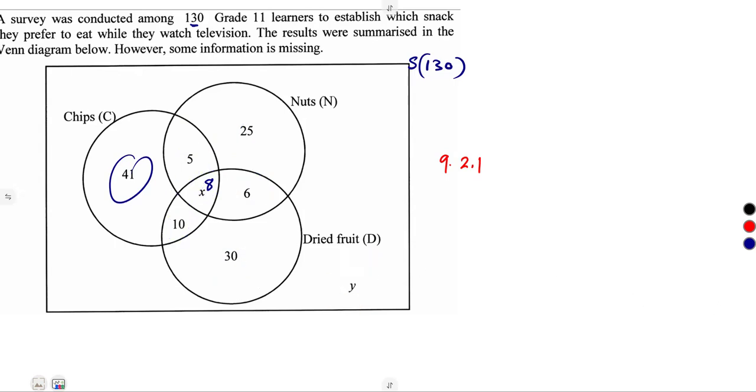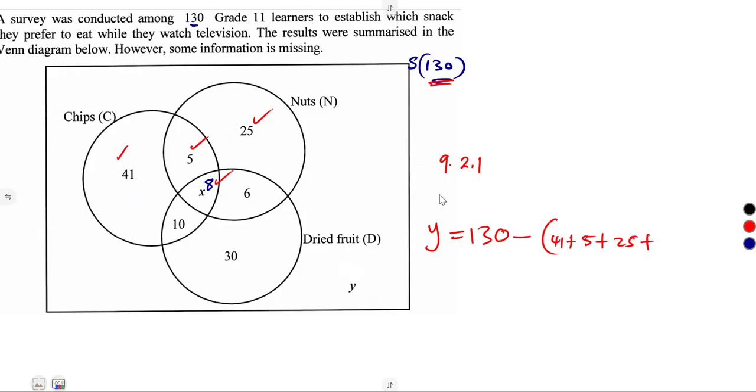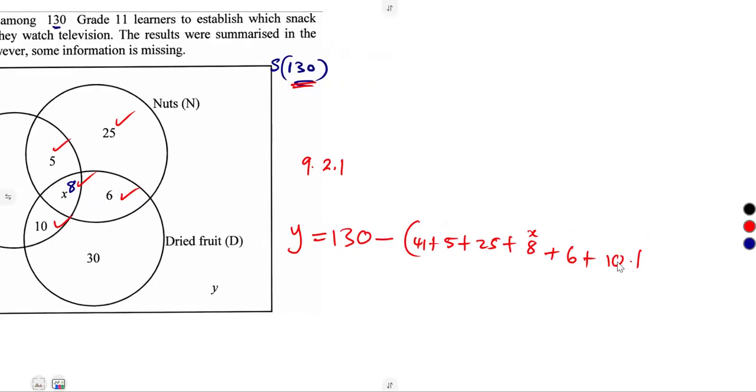So we can simply solve an equation from the total of 130. Y is equal to 130 minus everything that you see. There is a 41, plus a 5, a 25. The X, which we calculated, which is 8, the 6, the 10, and the 30. So you combine everything, and you're going to have the value of Y there.